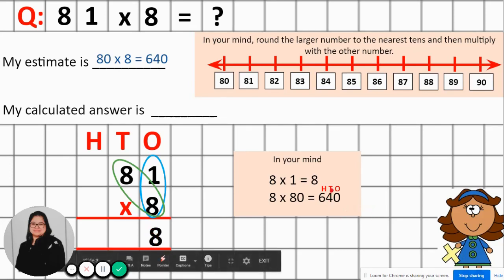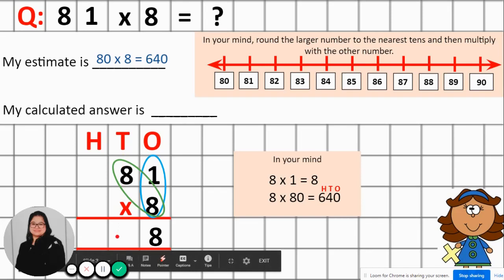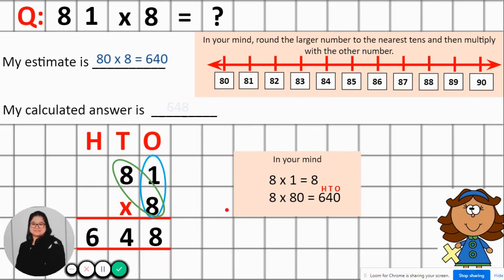Alright. Next, in tens place we have 4. So we'll write it right in the tens place over here. And in hundreds place we have 6. So we will write it right in the hundreds place over here. So our answer is 648, which is very much close to our estimated answer. Alright.